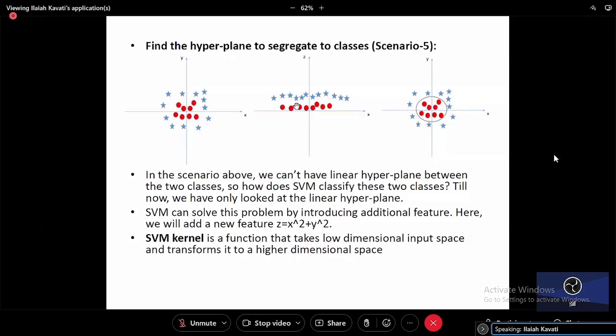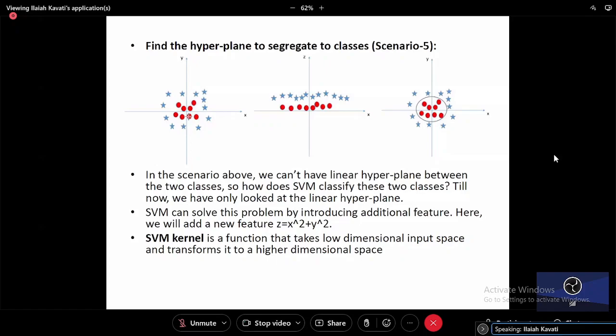So now find the hyperplane to segregate the classes. This is the example: the left side diagram. The given objects are plotted in the two-dimensional space. Now, how to segregate using a linear hyperplane? Is it possible?